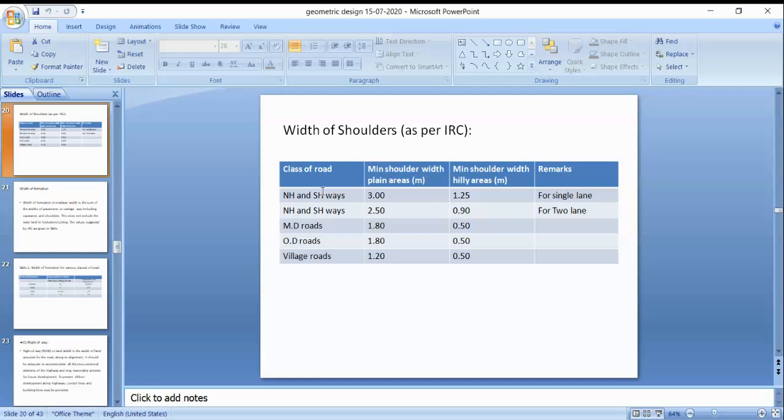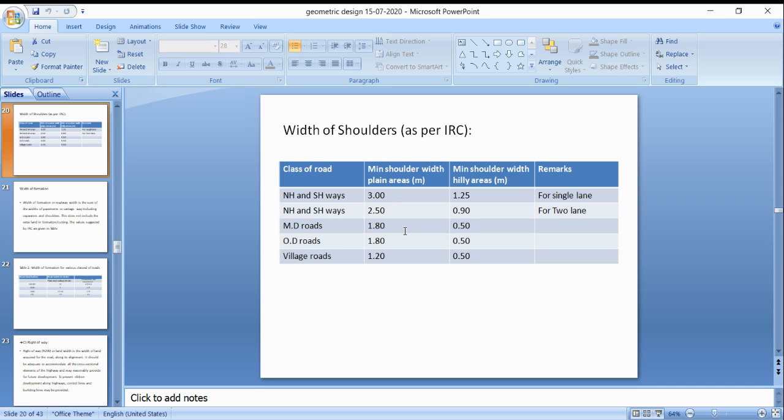Here we can see, for the national highway and the state highway in plain areas, the minimum width of the shoulders is 3 meters. For hilly areas, the minimum shoulder should be 1.25 meters for a single lane. For a 2 lane national highway and state highway, the shoulder should be 2.5 meters, and the minimum shoulder for hilly areas is 0.9 meters. So a minimum of 3 meters should be provided. We can provide more, but the minimum should be 3 meters.